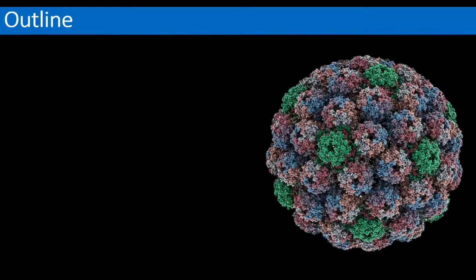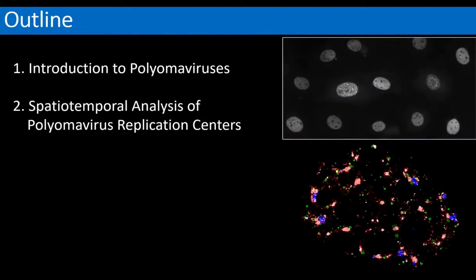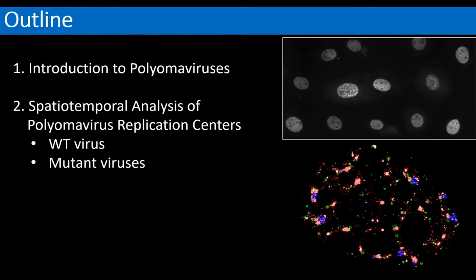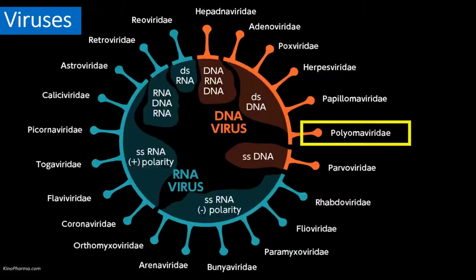With that out of the way, I'll start with an outline of how the talk is organized to help orient ourselves as we work our way through it. The first will be an introduction to polyomaviruses. Then I'll tell you about my spatiotemporal analysis of polyomavirus replication centers in both wild-type and mutant infections. Then I'll walk through some general conclusions, my working model, and some future directions.